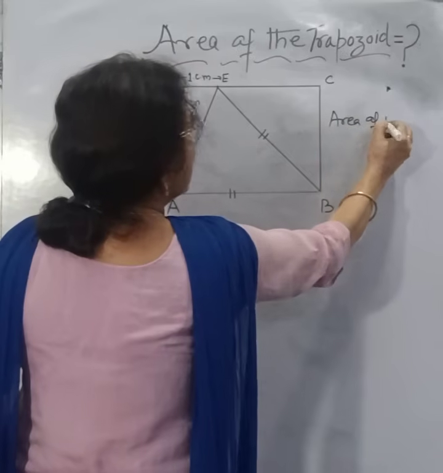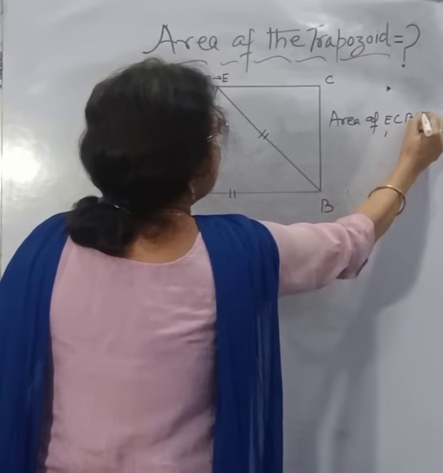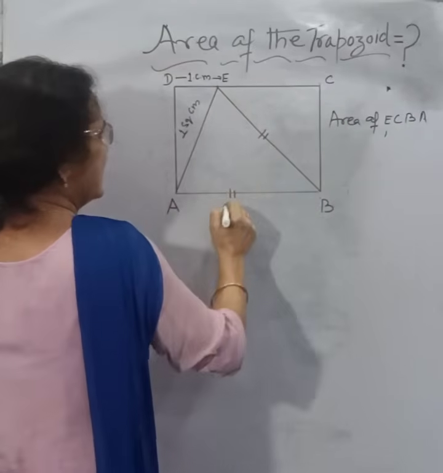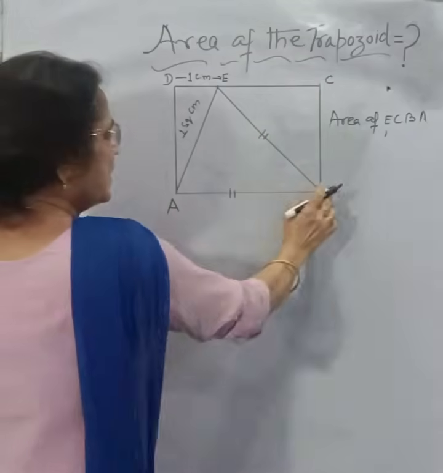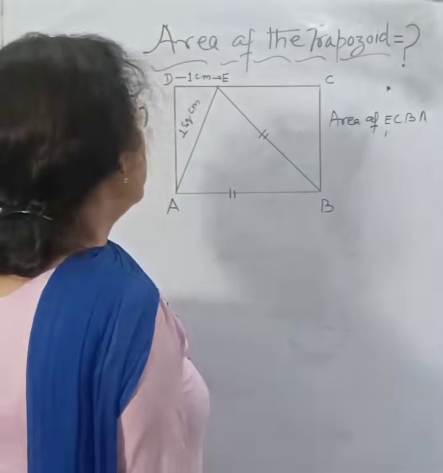Trapezoid ECBA. These two lines are parallel to each other. EC is parallel to AB. This area is to be found. Okay. इसका क्षेत्रफल निकालना है.